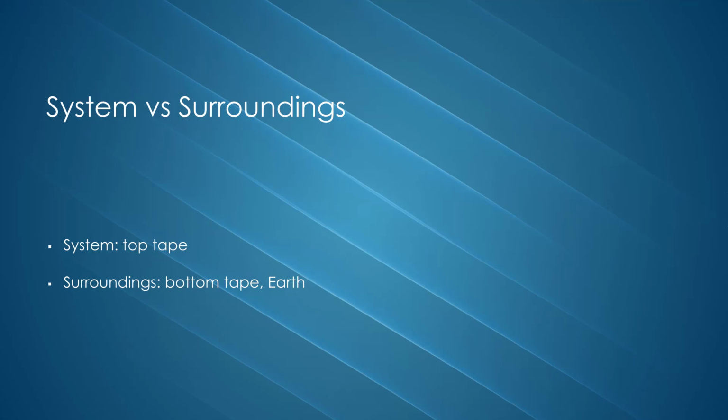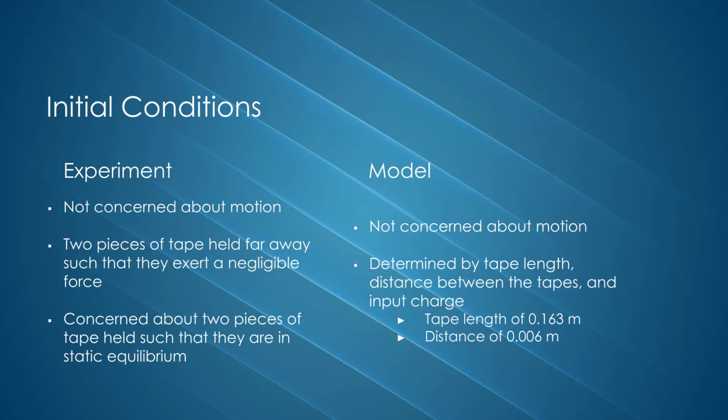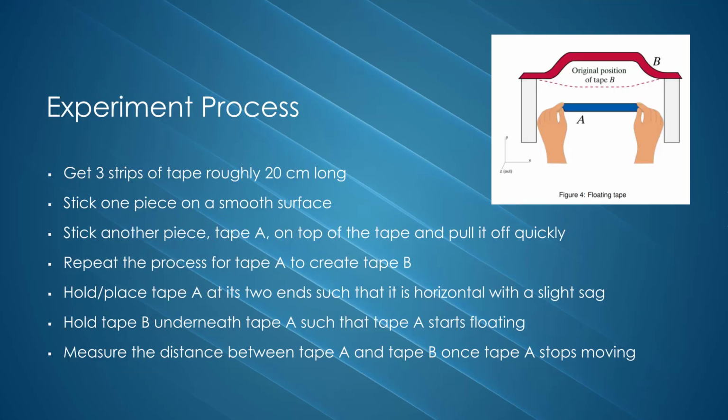System versus surroundings. Our system is the top piece of tape, and our surroundings are the bottom tape and the Earth. Initial conditions. For this lab, we're not really concerned about how stuff changes over time, but we can say that an initial condition could be when the pieces of tape are held so far apart that they do not exert a significant force on each other.